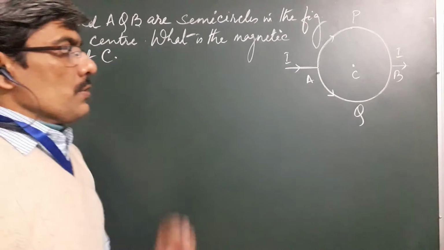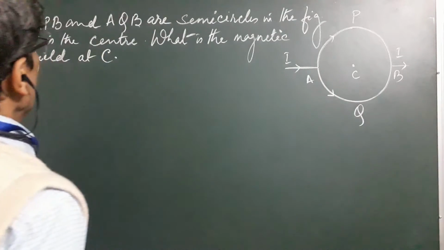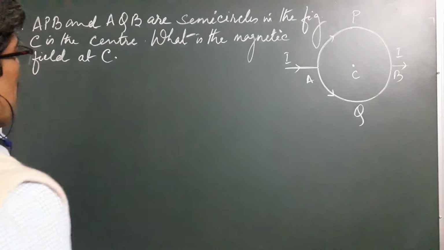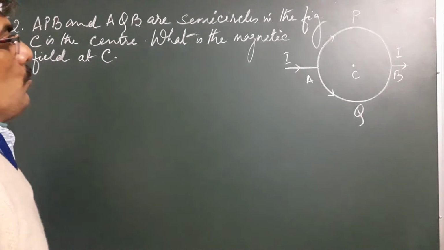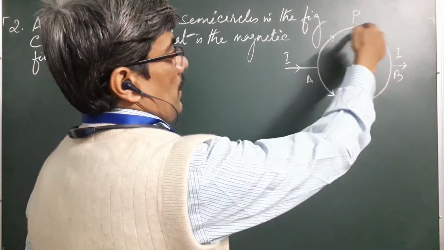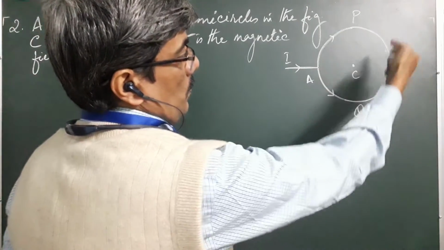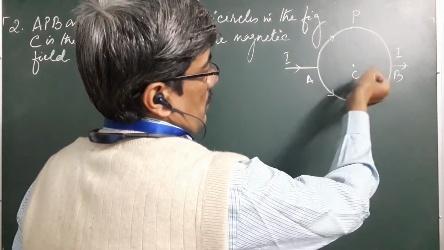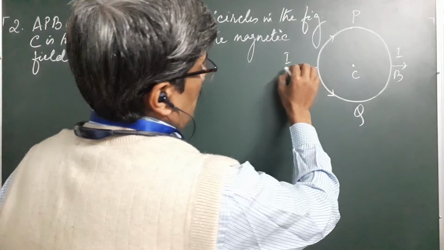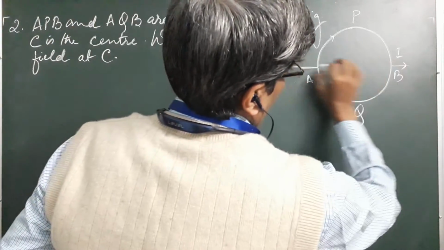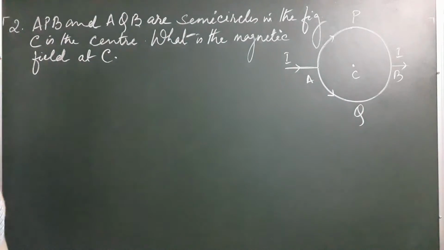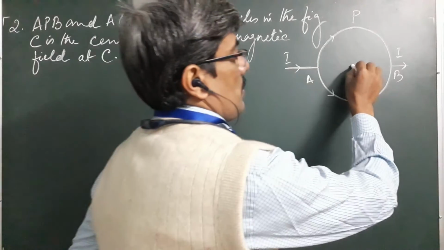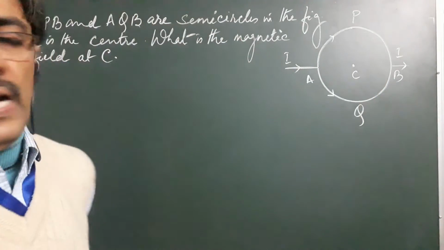The second question today, see the figure. APB and AQB, APB and AQB are semicircles. That means C is the center as given, and this is the diametrical line. Okay. What is the magnetic field at C? The question is, you need to find out the magnetic field at C.